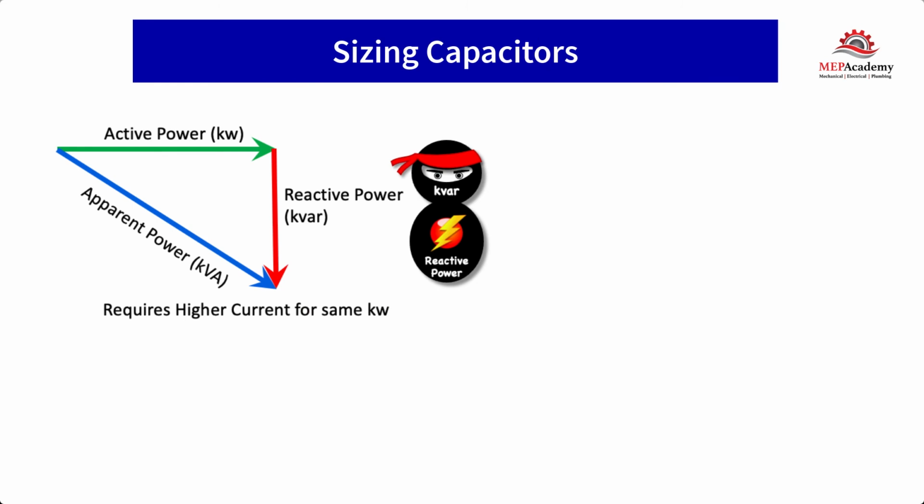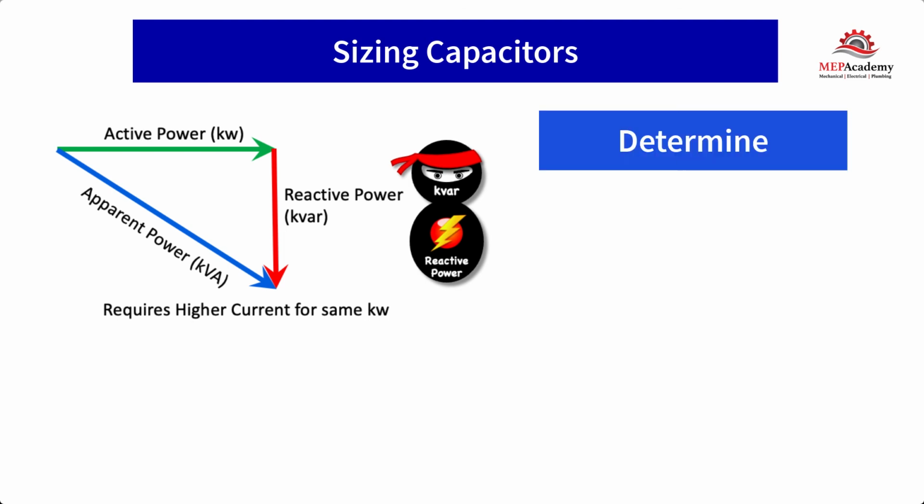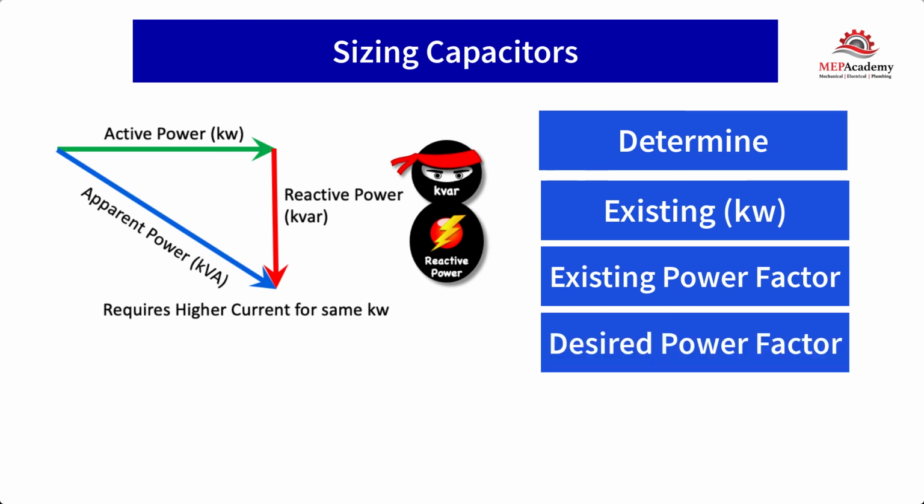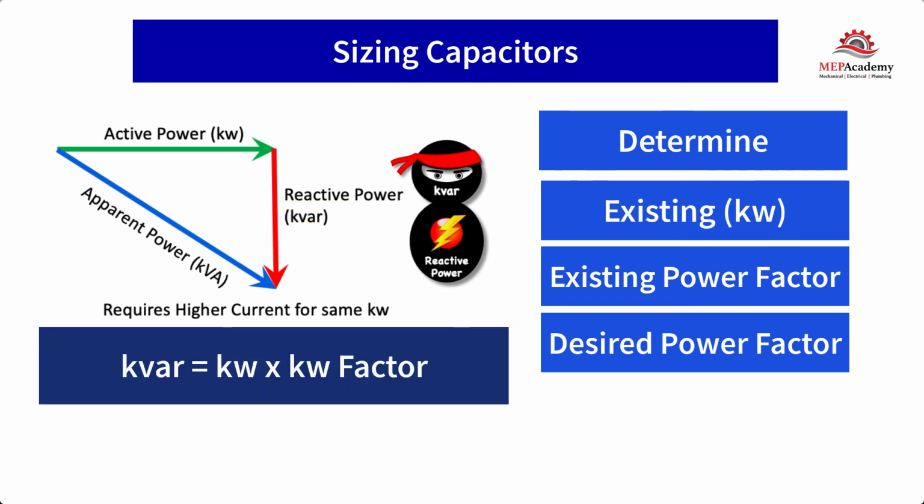Sizing of capacitors for correcting power factor. To determine the size of a capacitor, or the total kVAR needed for a single load or entire power system, we'll need to determine the kW factor by gathering the following data: actual power in kW, existing and desired power factor. With this information, you can use an online calculator or manufacturer's chart to discover the required kVAR. The kVAR rating of a capacitor shows how much reactive power the capacitor will supply. The formula is kVAR equals kW times kW factor.